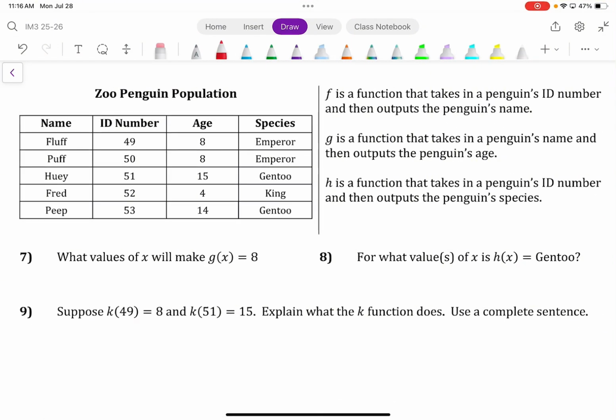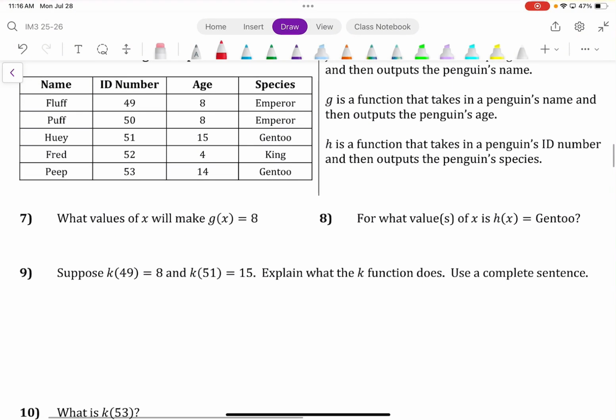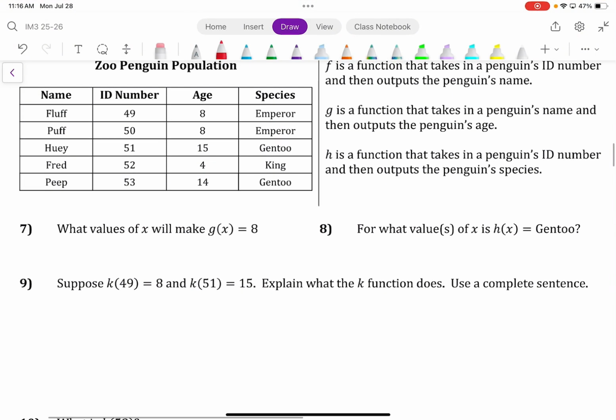Using the same table of data and the same functions, we're now going to answer different questions. Instead of inputs, now we're looking at it the other way around, with outputs. For example, number 7, what values of x will make g of x equal 8? For what values of x is h of x equal to Gentoo? Number 9, suppose k of 49 is equal to 8, k of 51 is equal to 15. Explain what the function k does and use a complete sentence.